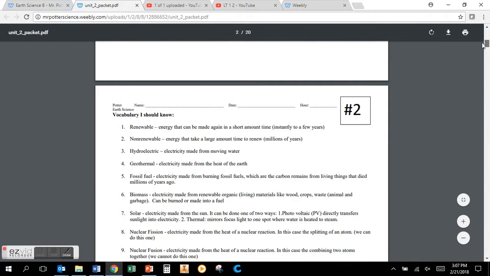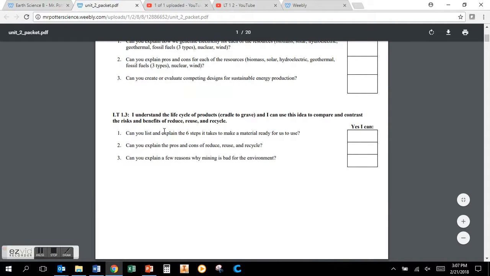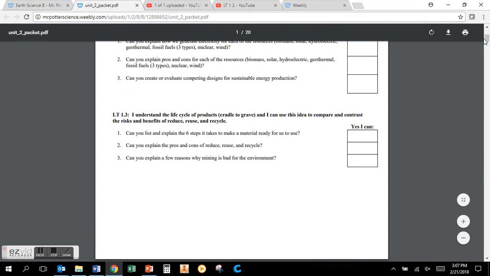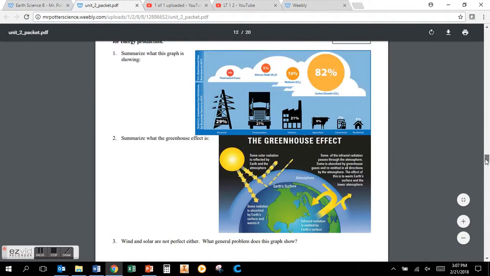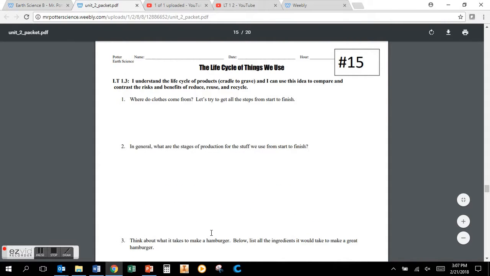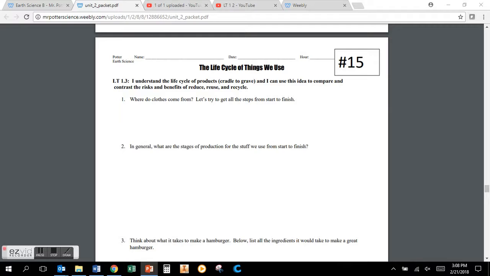This video is for learning target 3, which is to understand the life cycle of a product. And we can also use this idea to compare and contrast reduce, reuse, and recycle. So one of the first things that we did with this learning target was to talk about the steps which any product that we would purchase from the store would go through.